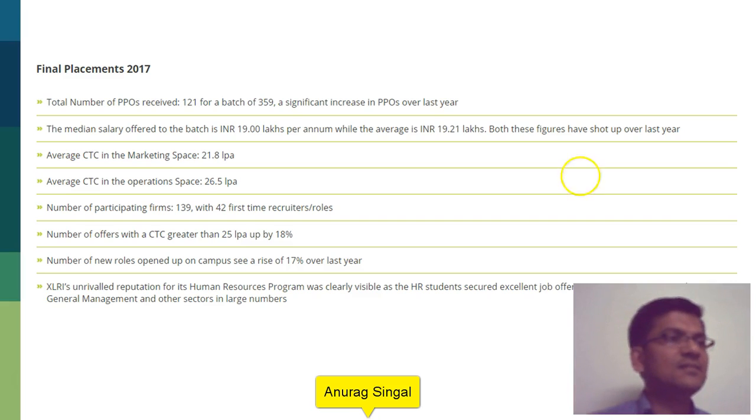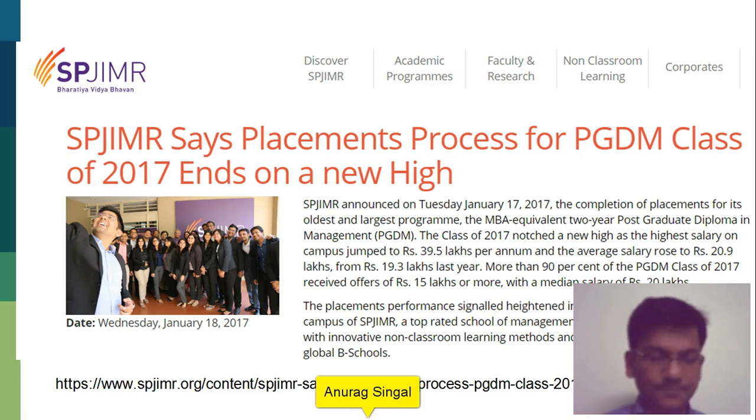XLRI again, 2017 placements: average CTC 21.8 in marketing, in ops 26.5, batch average 19 lakhs. That's how it is.